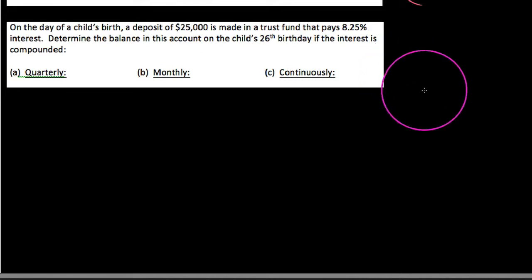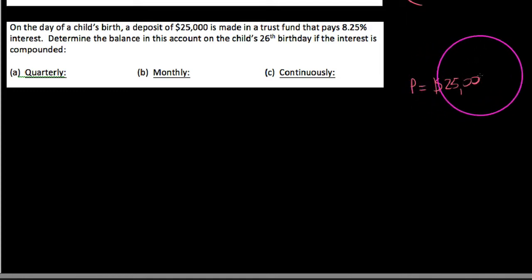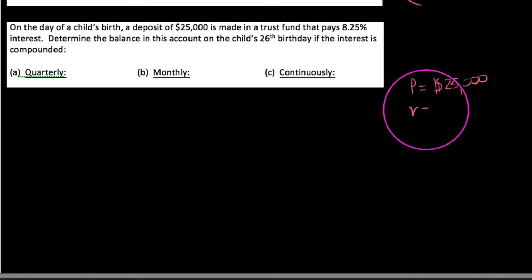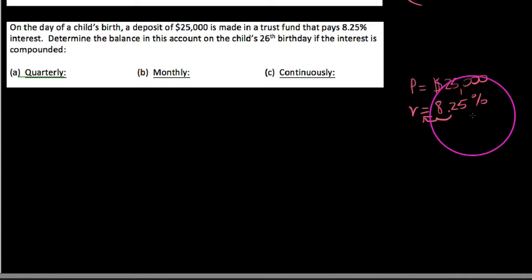Okay, so let's start with this. First of all, we want to write down what we know. So the principal amount we've been given is $25,000. That is what we're starting with. It seems we have a rate of 8.25%. However, we need to take this decimal and you just simply slide it twice to the left.